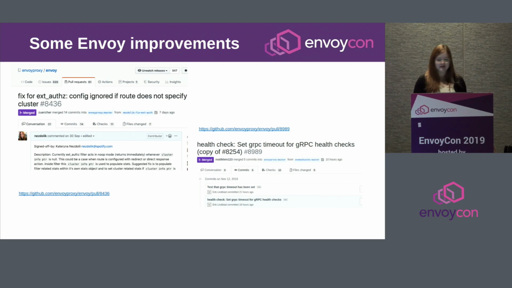So alongside the migration, we also encountered some Envoy bugs and filed patches upstream. One example is a bug with the XAUF filter. Whenever a user wanted to configure the route with a redirect or a direct response action, the XAUF filter was just working in loop mode. It was skipped. So we fixed that. And one more example is when our team was working with gRPC health checking for the upstreams, and as our infrastructure is enforcing gRPC deadlines everywhere, we found out that Envoy wasn't propagating that, so we fixed that as well.